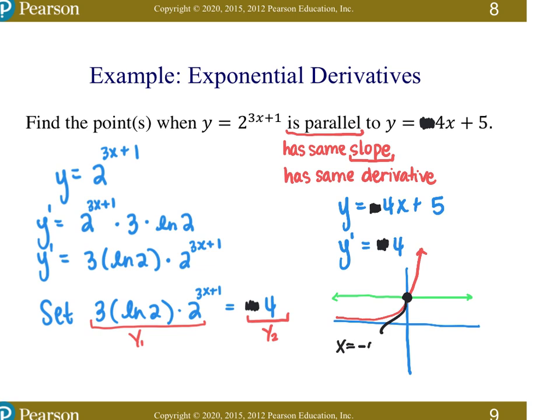negative 0.187. Okay, so don't just say it's 0 because it looks like it's 0. Make sure you actually calculate it. And so that's the value where these two equations would be parallel to each other.